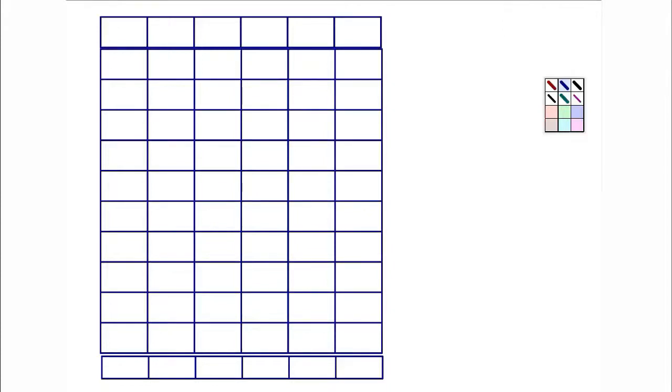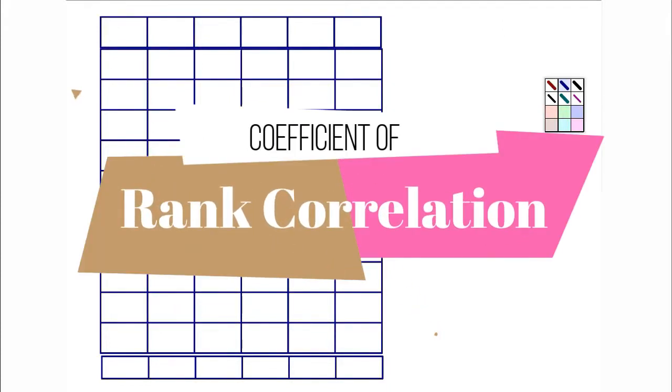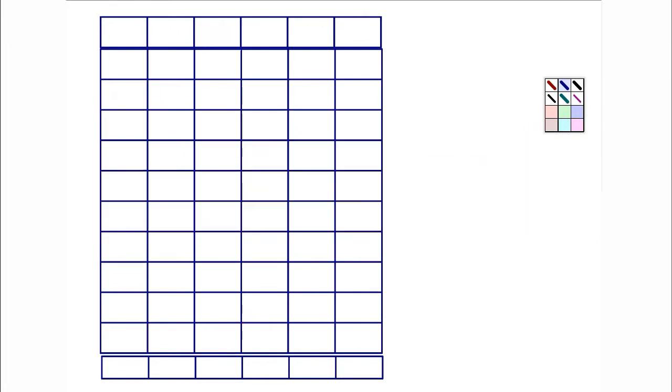Hello and welcome to this new problem on rank correlation. This time we'll take a problem where there will be repetition of responses. Now when there is a repetition of responses, how do we award them ranks? We'll see this problem when we come across it.